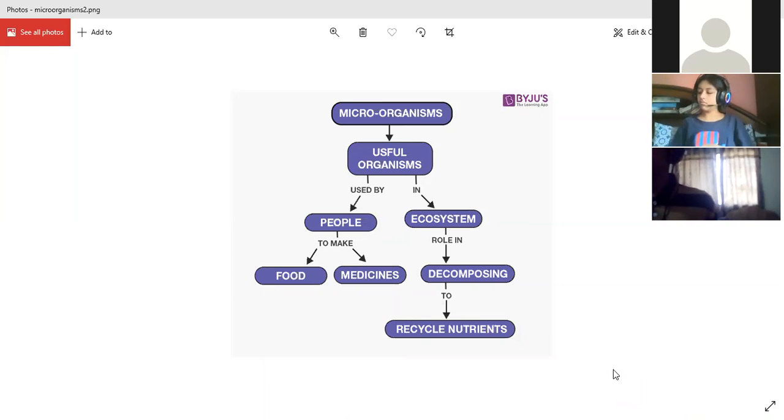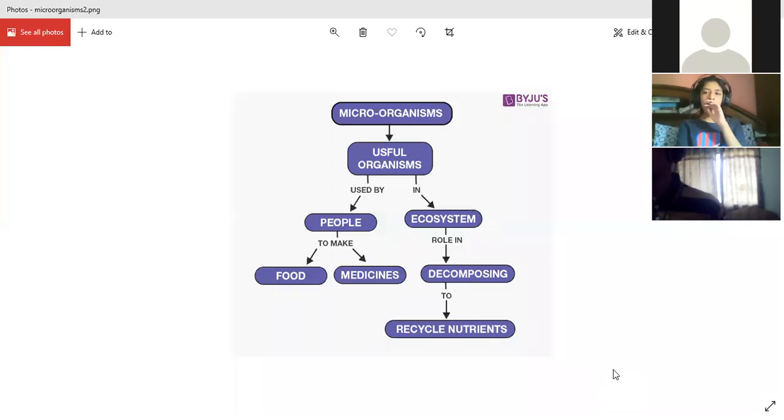ठीक है? And it is used in the ecosystem. Now what is an ecosystem? The world system, according to which the world is going. जिस तरह से हमारी world चल रही है, जिस तरह से हम अपना time spend कर रहे हैं दुनिया में, and how the system of work is actually going, that is your ecosystem. And in your ecosystem, it has a role in decomposing and recycling nutrients.